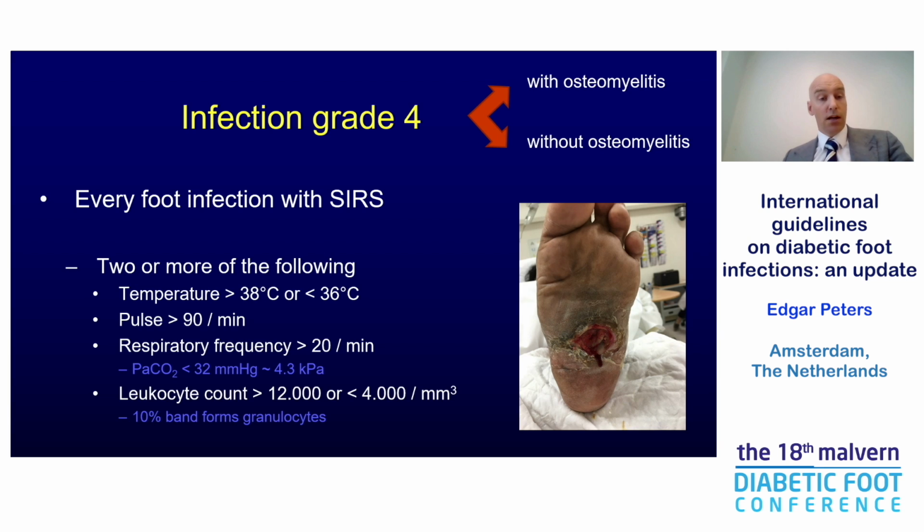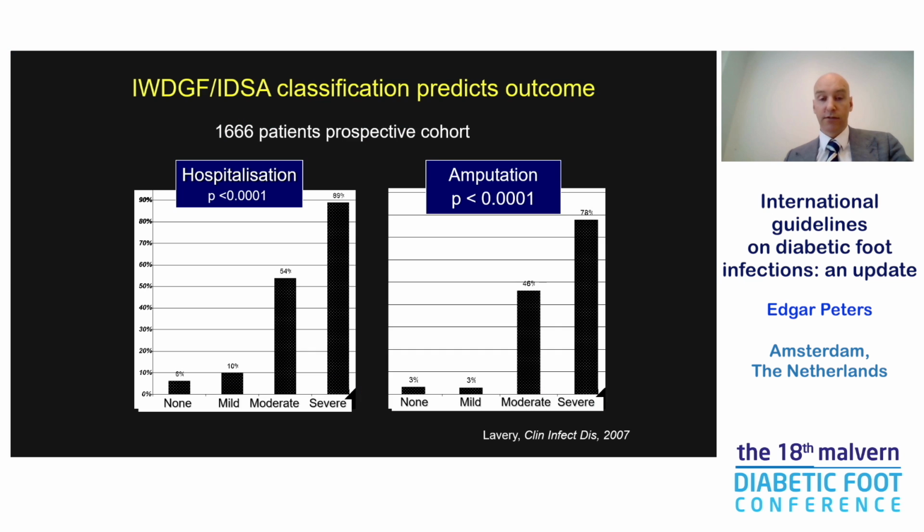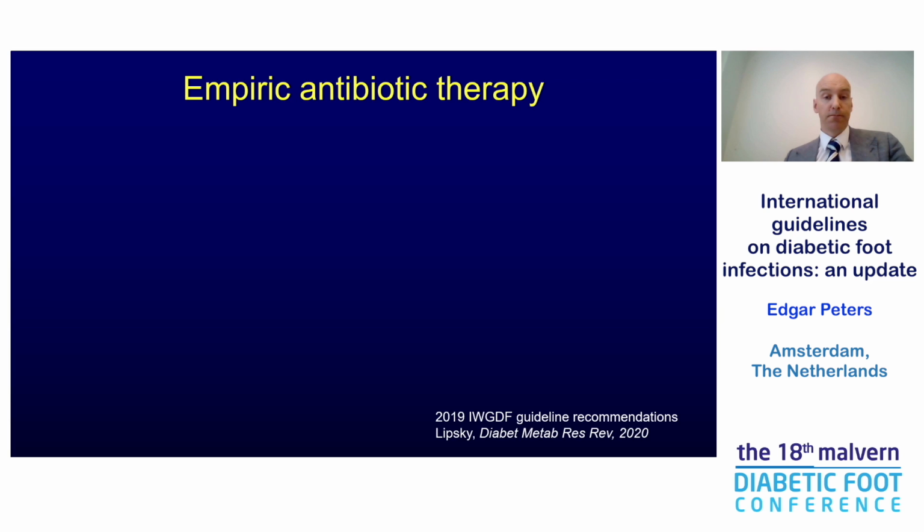You could argue that we could have picked one of the more modern definitions of sepsis, for instance, using the qSOFA score or MEWS, modified early warning score. But we don't have a lot of data to support its use, so we stuck to SIRS. But maybe in the next update, we'll change to one of the more modern definitions of sepsis. Why do you do that? Well, partly because it predicts which persons are hospitalized and which persons will undergo an amputation.